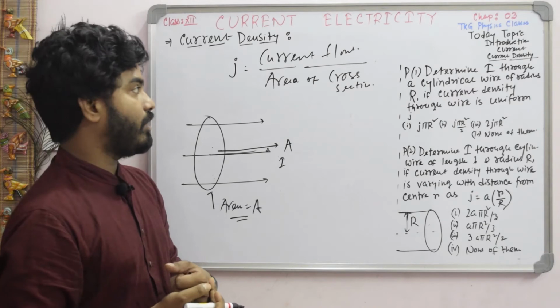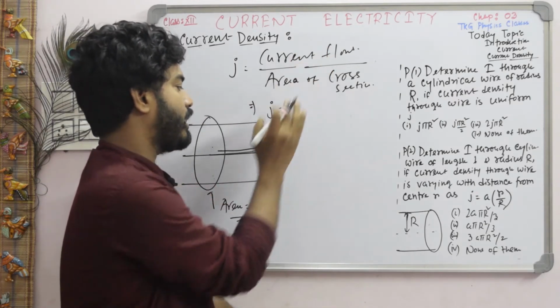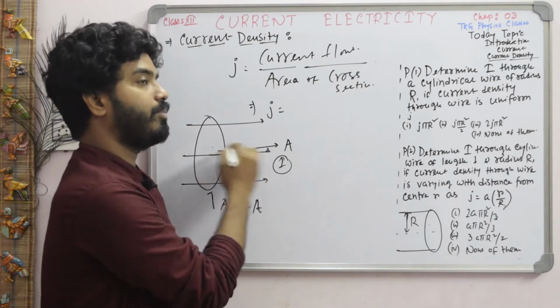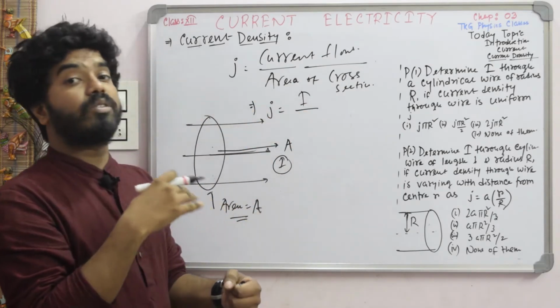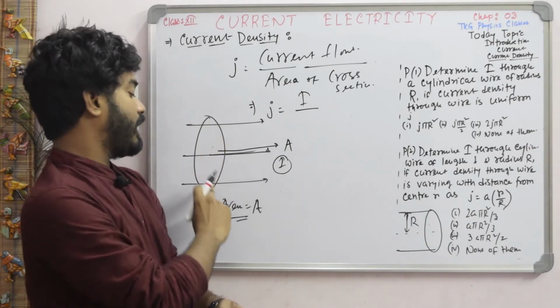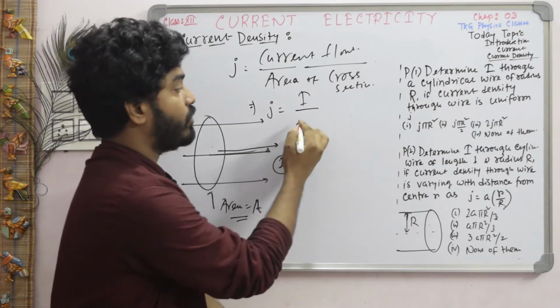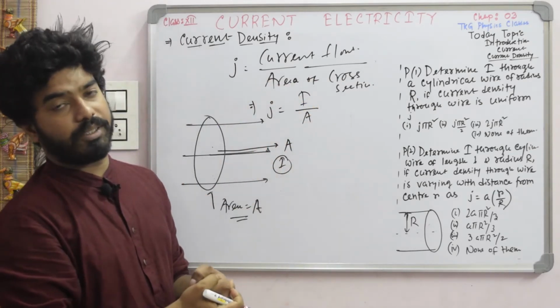In that condition, we can say J is equal to the current flow, which is represented by I, the amount of current which flows through this cross-section area, and this cross-section area is represented by A. So, J is equal to I by A. This is the formula of current density.